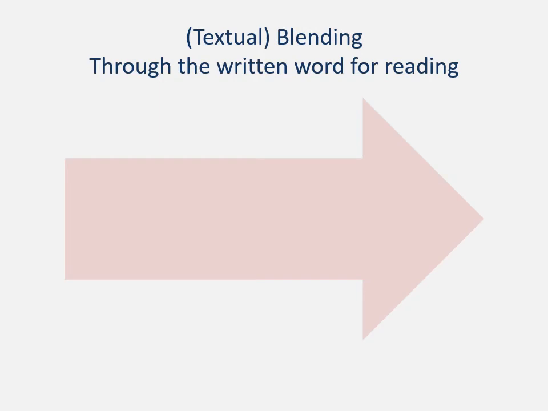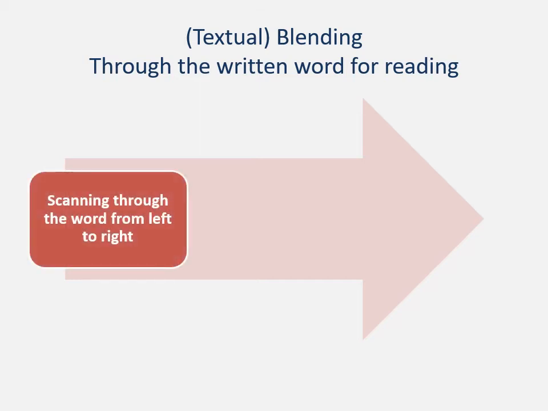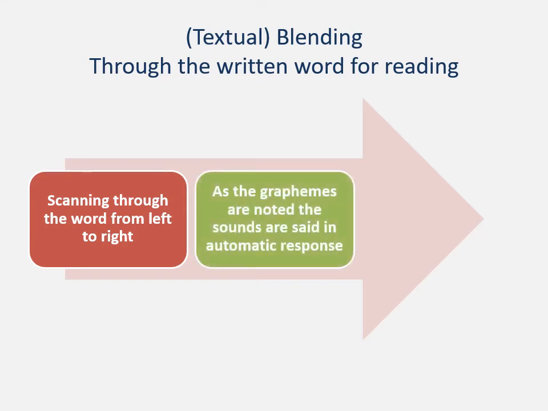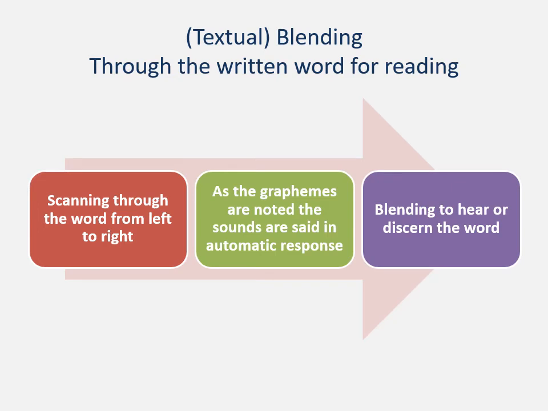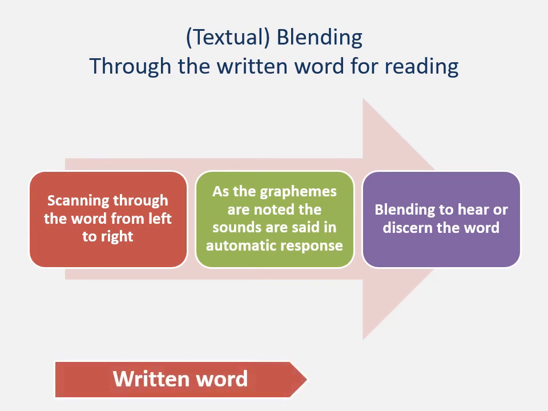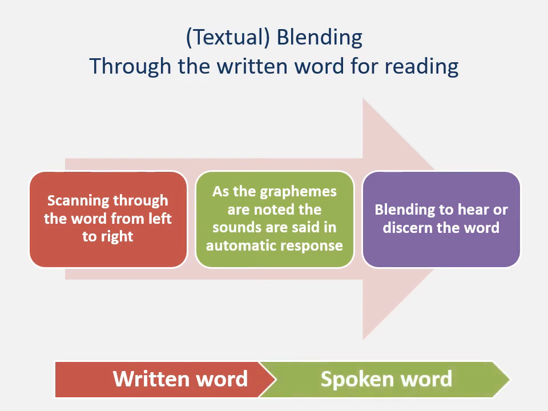When we are thinking about text and the reading process, we are starting with the written word, and we look through the word from left to right. We note the graphemes, the letters that correspond to particular sounds, and we say them in automatic response, and we blend to hear the word. So we are going from written word to spoken word.